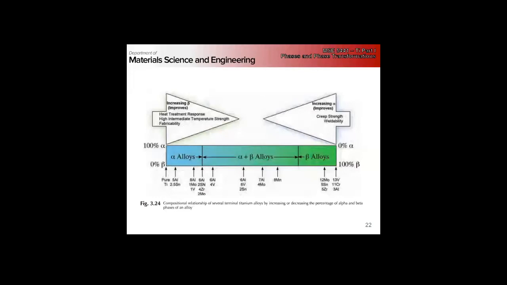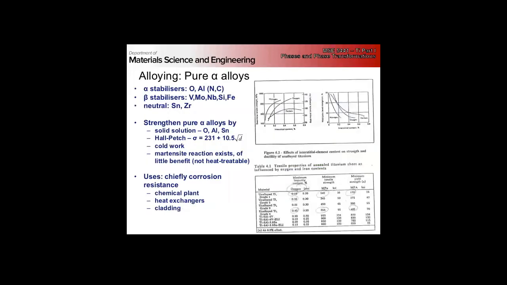So those are just some general trends. Ti-6,4 is here, at alpha plus beta, but closer to the alpha alloys than some others.